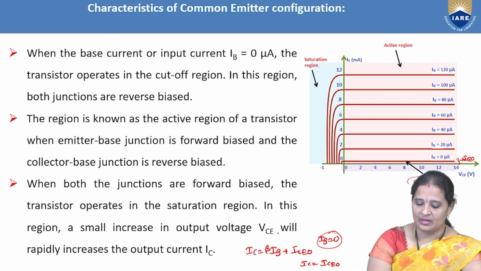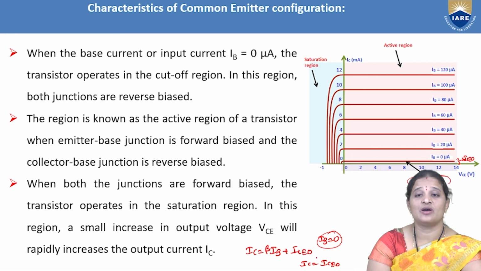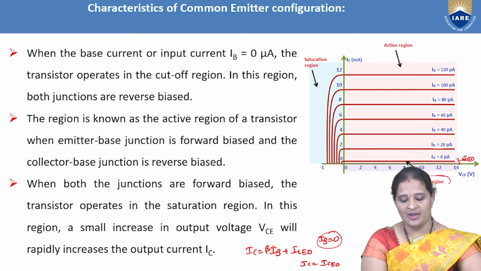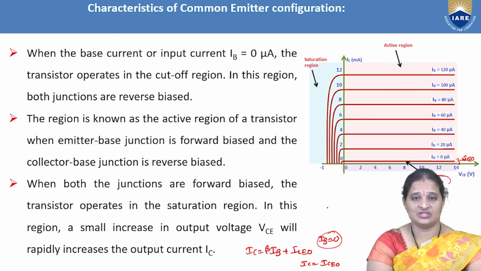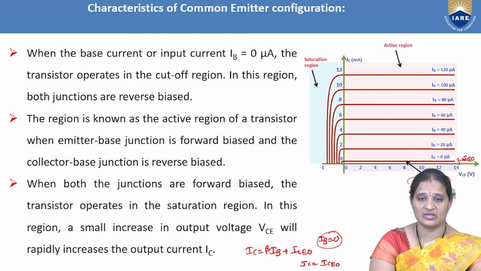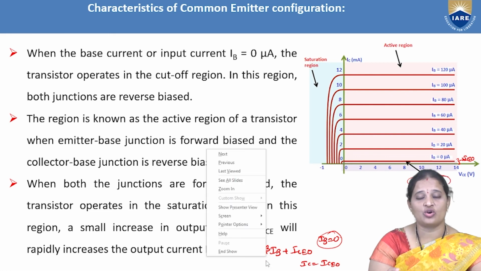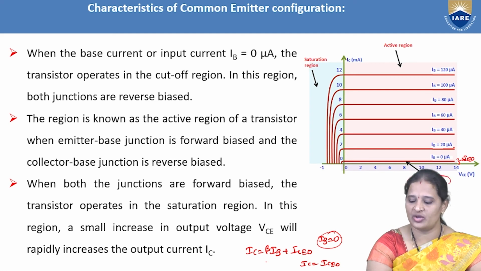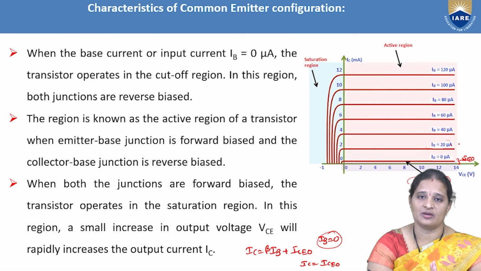And IC is equal to beta IB plus ICE0, where beta is very high. In the previous case, IC is equal to IE, that is in common base configuration, but here it is not equal to the input current because it is multiplied by a factor beta. So that means the output current is very much greater than the input current. If I consider 20 microamperes, I'll get some 200 or 2000 microamperes. So this is the output current.